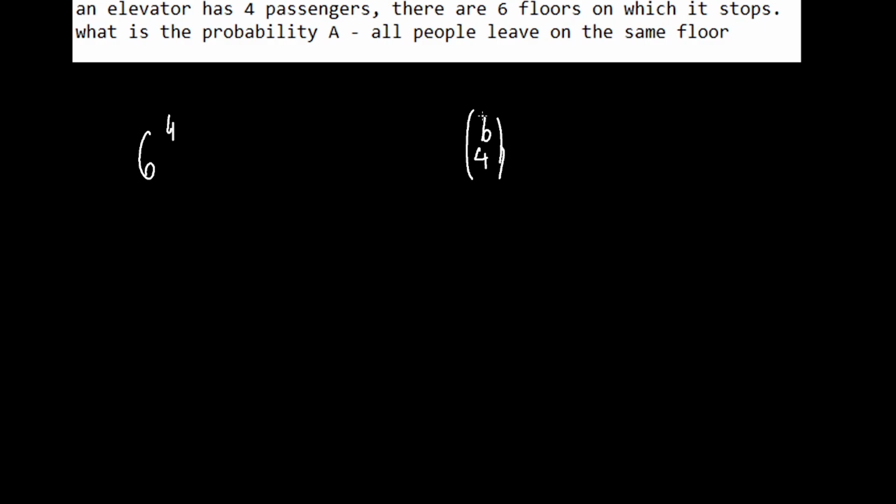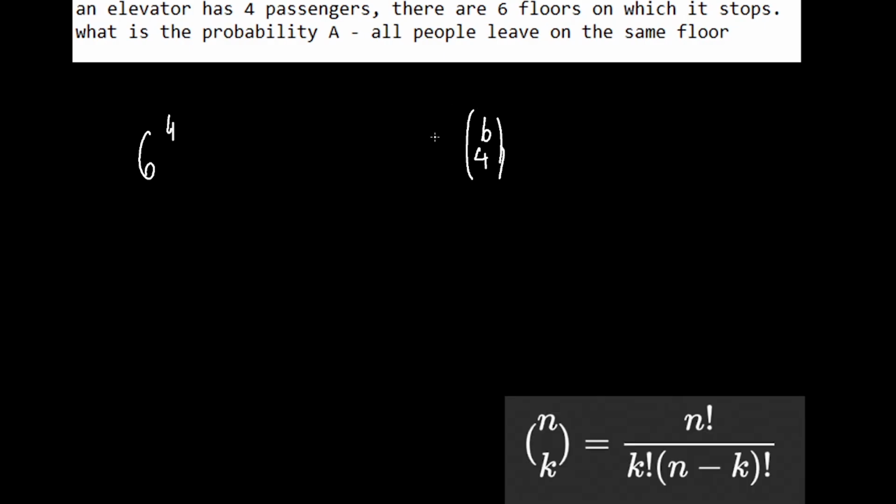Choosing is represented by this symbol. The symbol is known as a binomial coefficient and is representing this formula. You use it generally whenever you have to choose something out of something else in probability. And now for each choice of floors, there are 4 factorial ways to assign each person to a different floor.